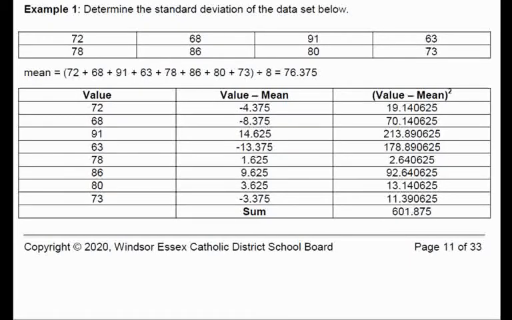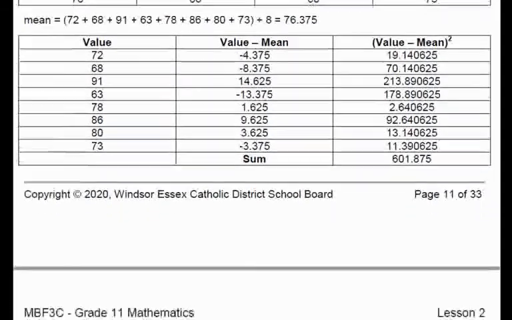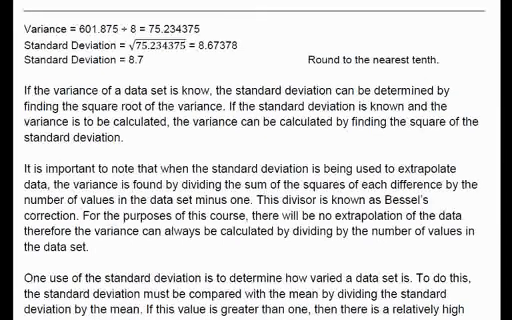The next column is the value minus the mean squared. So I just take that value and I multiply it by itself. And then I find the sum at the bottom, which is in this case 601.875. Once you find that sum, you divide it by the number of numbers, and that gives you what's called the variance. So in this case, the variance is 75.234375. The standard deviation is the square root of that number. So I find the square root, and I'm going to just round to the nearest tenth, and I end up with 8.7. So for that problem, the standard deviation is 8.7.